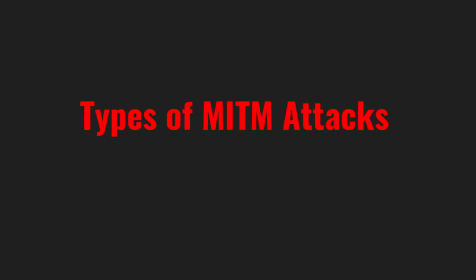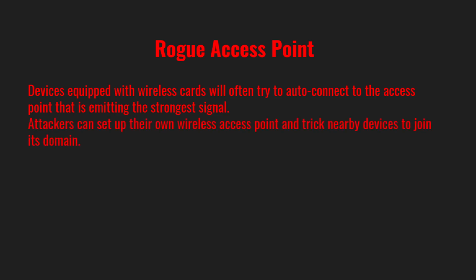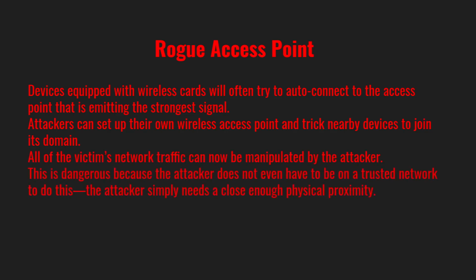So the types of man-in-the-middle attacks. We have the rogue access point. Devices equipped with wireless cards will often try to auto-connect to the access point that is emitting the strongest signal. Attackers can set up their own wireless access point and trick nearby devices to join its domain. All of the victim's network traffic can now be manipulated by the attacker. This is dangerous because the attacker doesn't even have to be on a trusted network to do this. The attacker simply needs a close enough physical proximity.